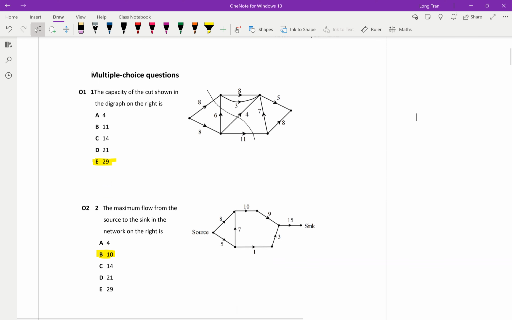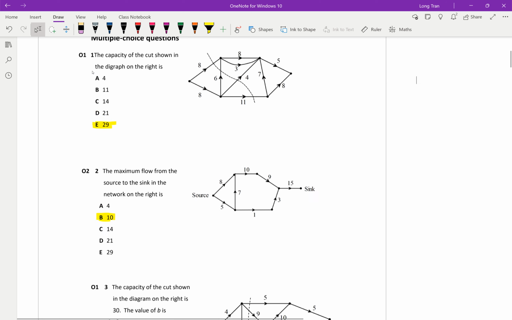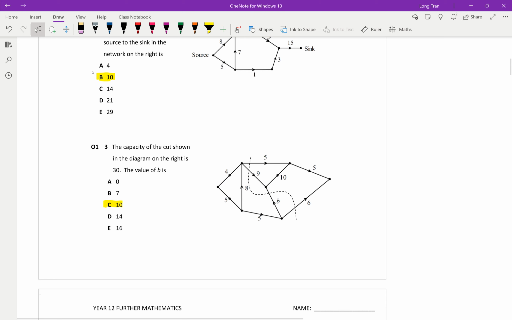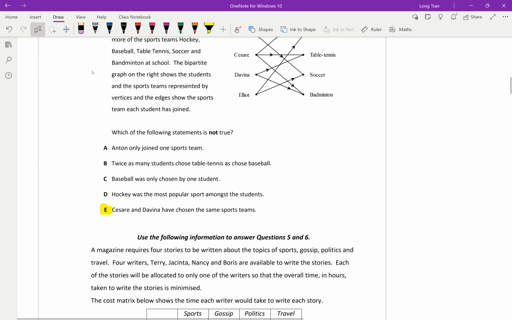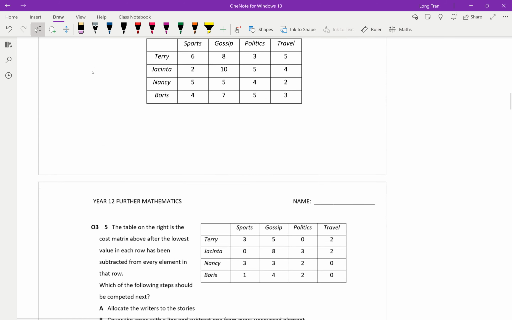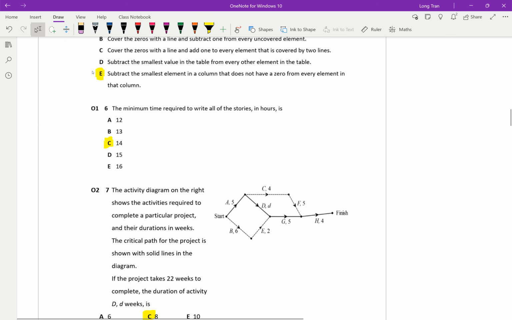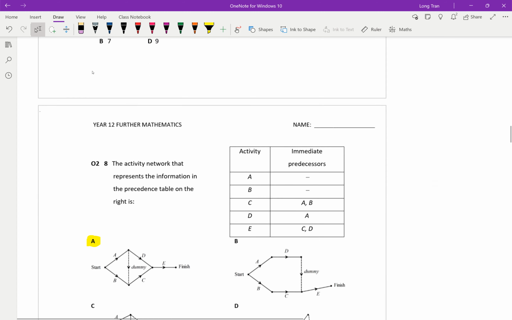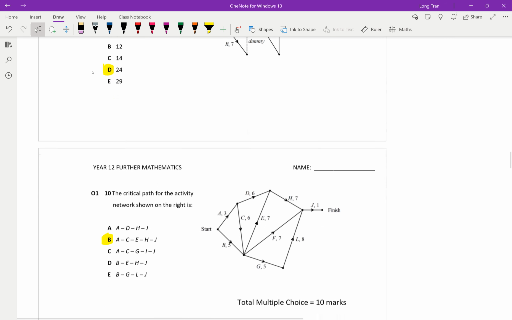Let's do question 1. You can have a look at the answers. I'll just quickly scroll through them so you can see. 2, 3 is C. 4 is E. 5 is E. 6 is C. 7 is C. 8 is A, 9 is D, 10 is B.